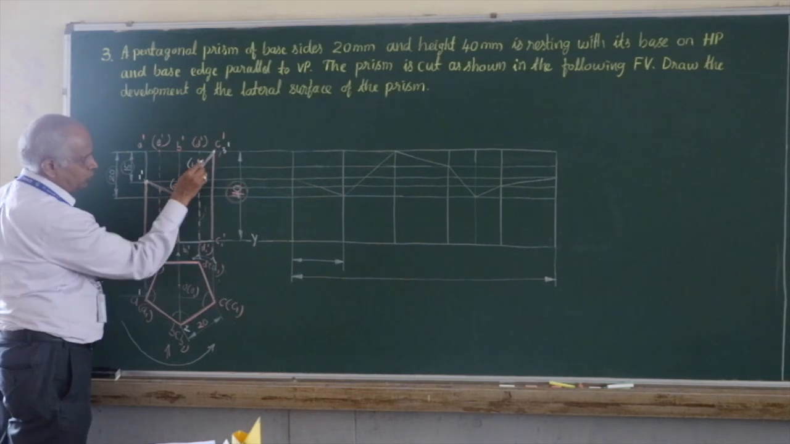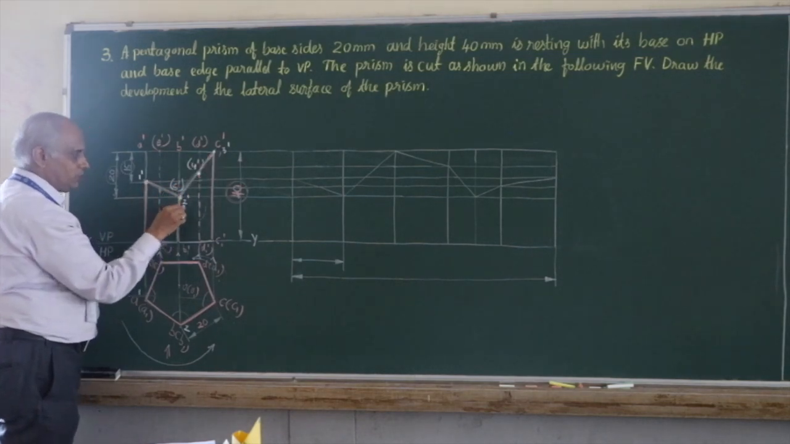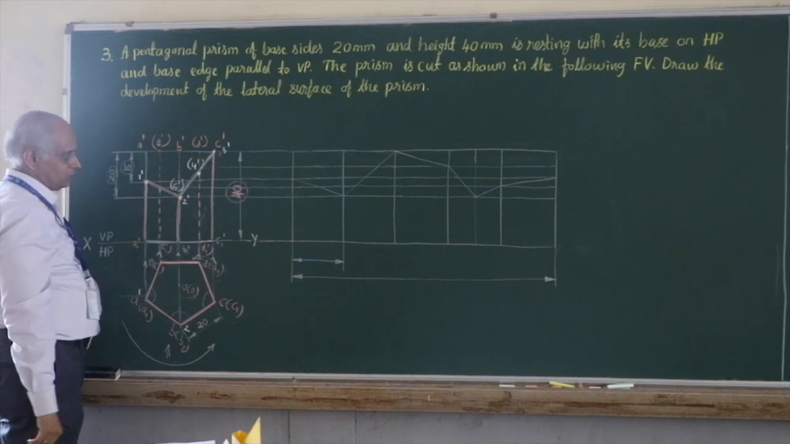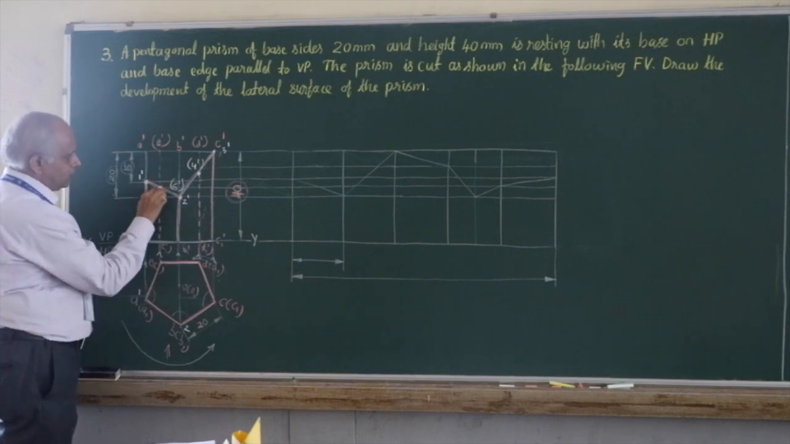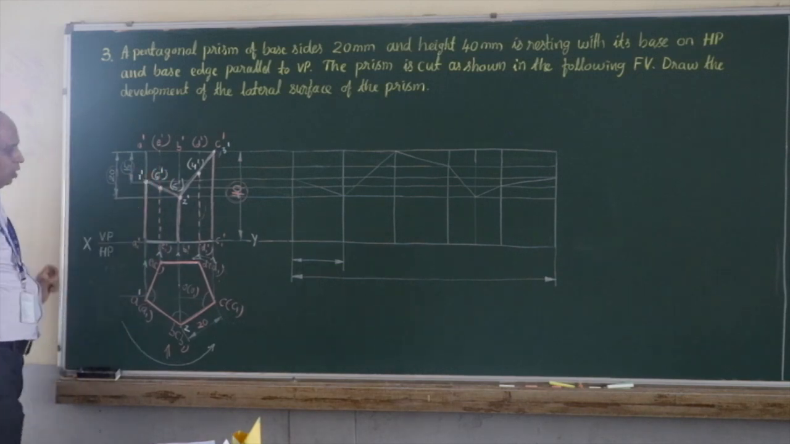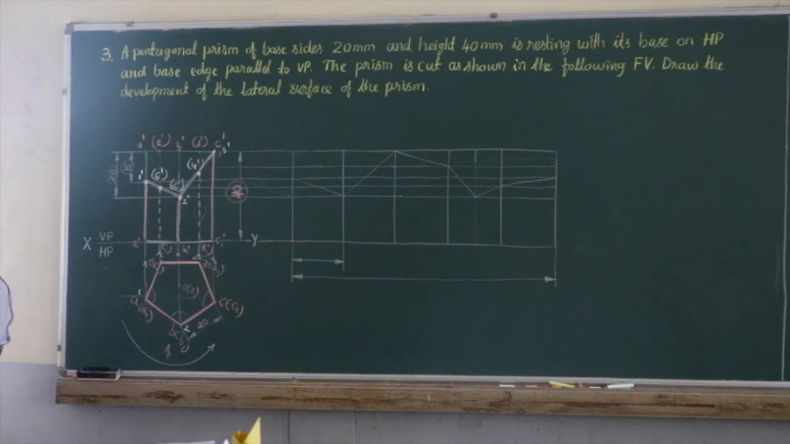At the junction of two section planes, always there will be one section point in the front, whether there is an edge or not, and one section point at the back. Therefore, 5 dash will come, and next this is 6 dash, which is again invisible because it's on edge E1. Now let us start with the development of this.